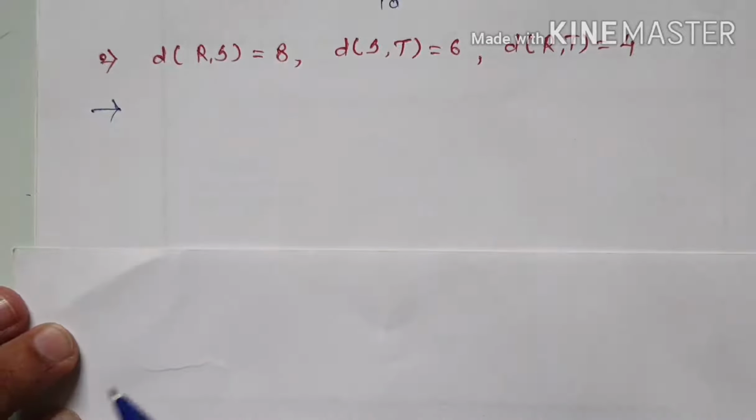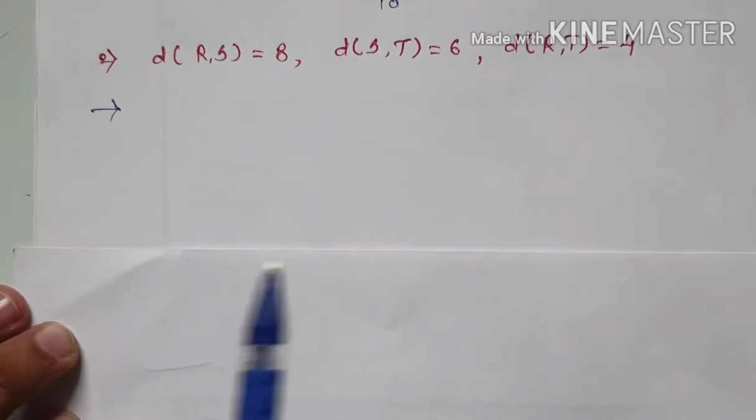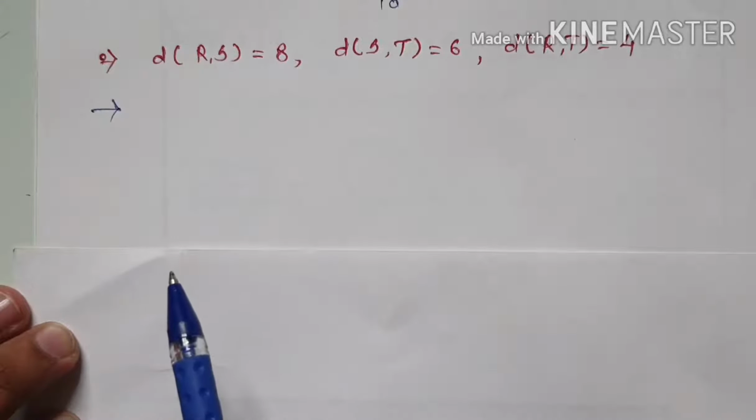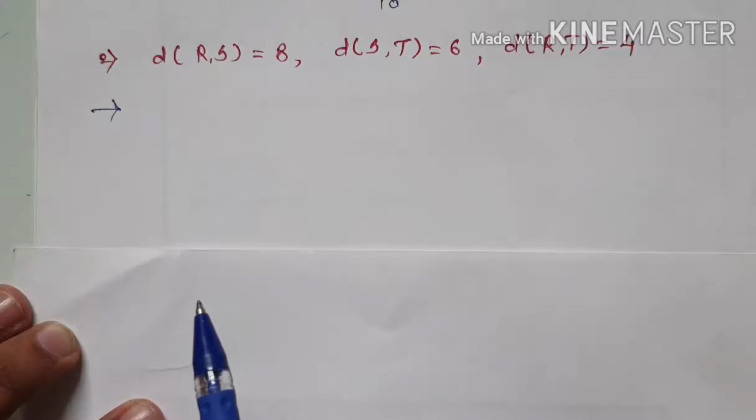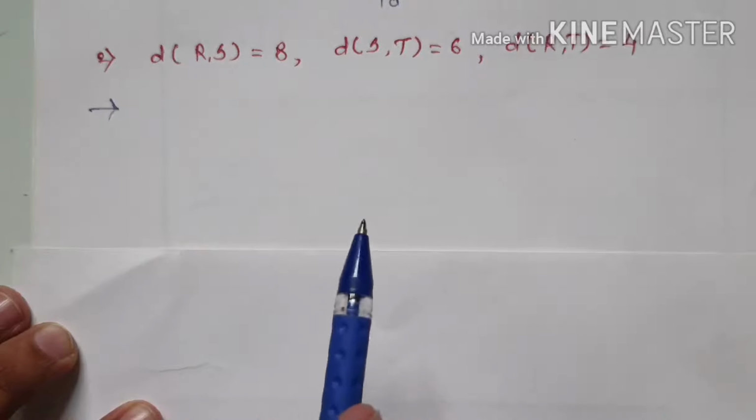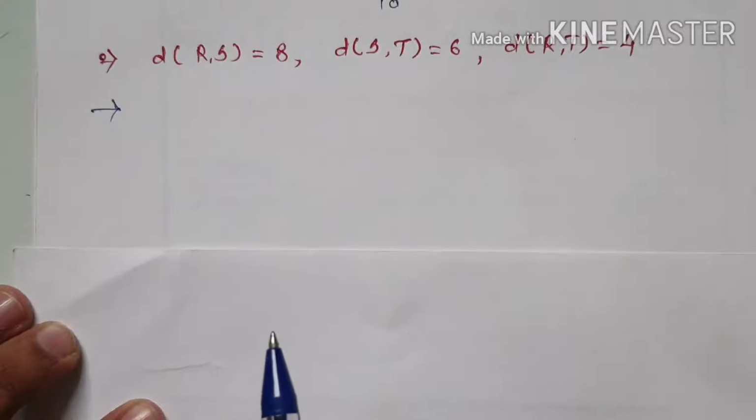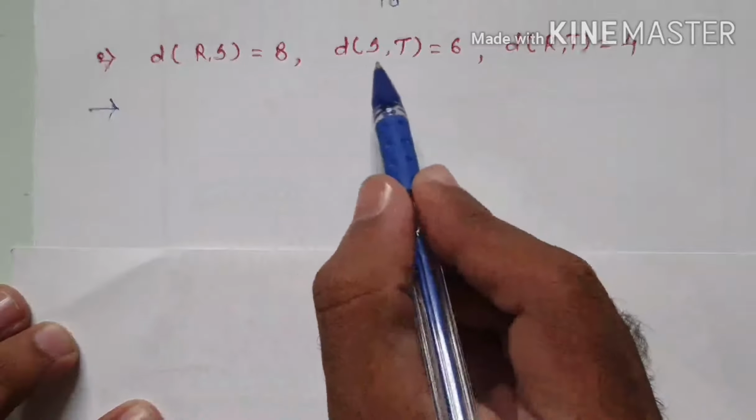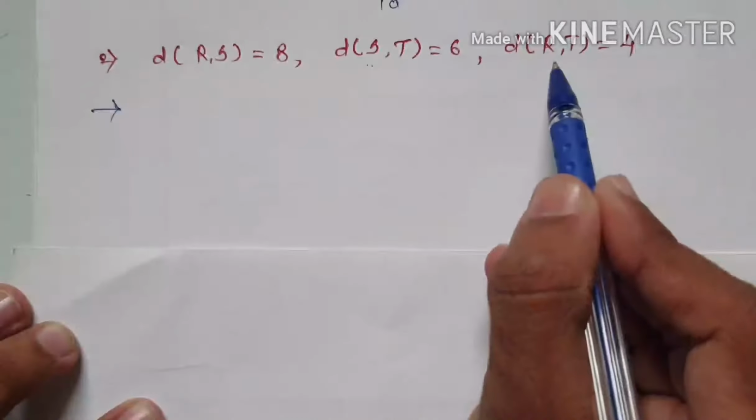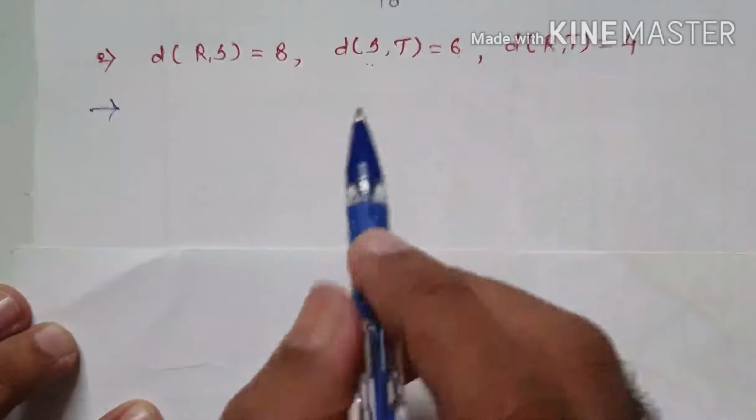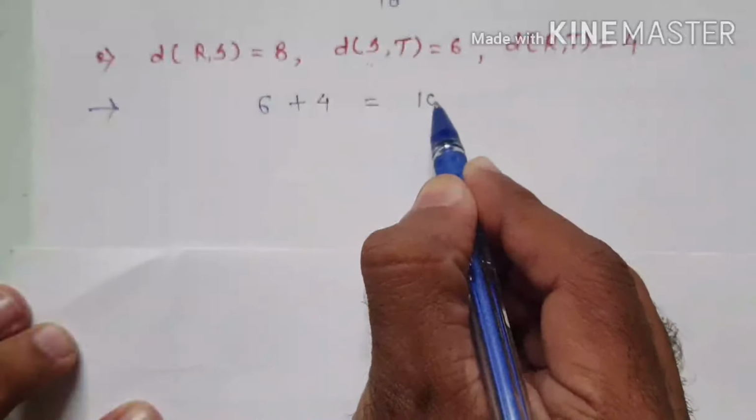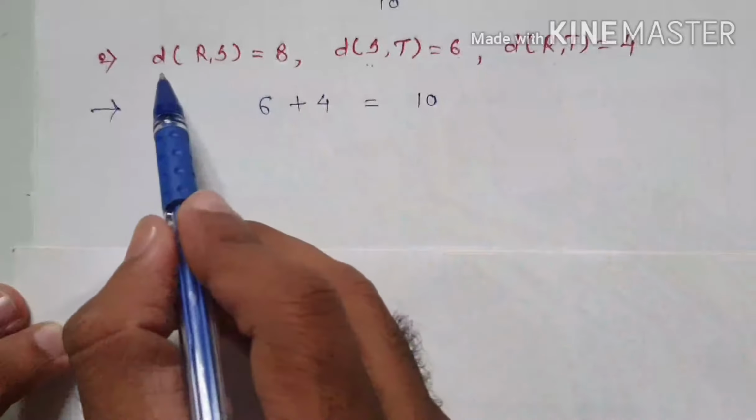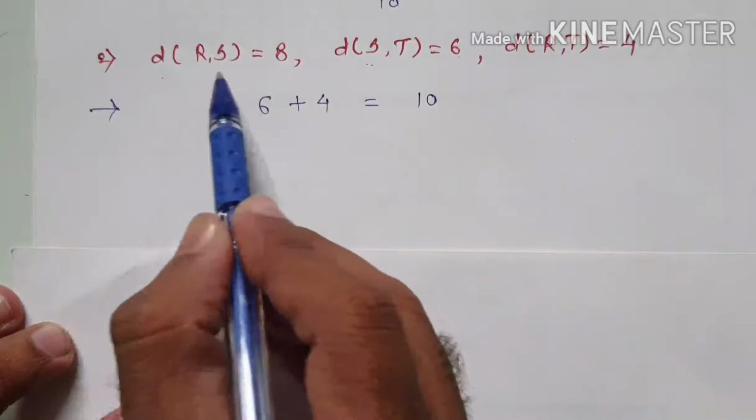So before we decide which point is between the other two, first we have to decide whether these points are collinear or not. For 3 points to be collinear, the sum of the two smaller distances must be equal to the larger distance. Here the two smaller distances are distance ST and distance RT, which are 6 and 4 respectively. If we add 6 and 4, it will be equal to 10. And the largest distance is distance RS.